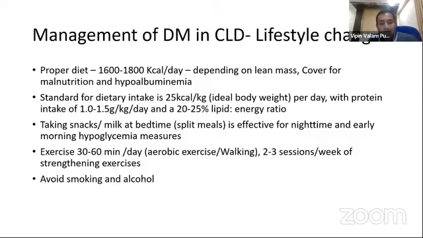30 to 60 minutes per day of exercise, like aerobic exercise. Walking will help patients to control their blood glucose, and 2 to 3 sessions per week of strengthening exercise, like stretching exercise, will help in maintaining their muscle mass as well. Avoiding smoking as well as alcohol is important for the management of diabetes and CLD as well.